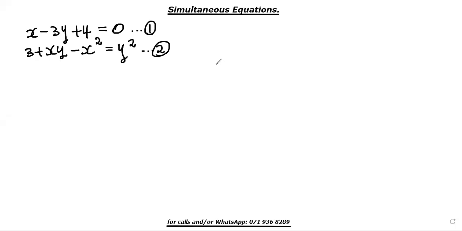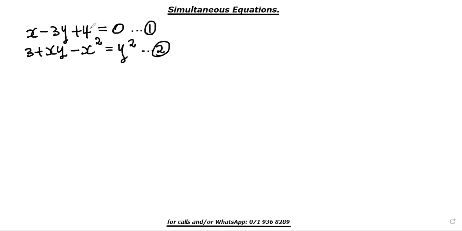So in this case, they ask you to solve for x and y simultaneously. And this is for 7 marks. Now, the first thing you realize is that in the second equation, x and y have powers. So we can't use the elimination method. We are bound to use the substitution method.